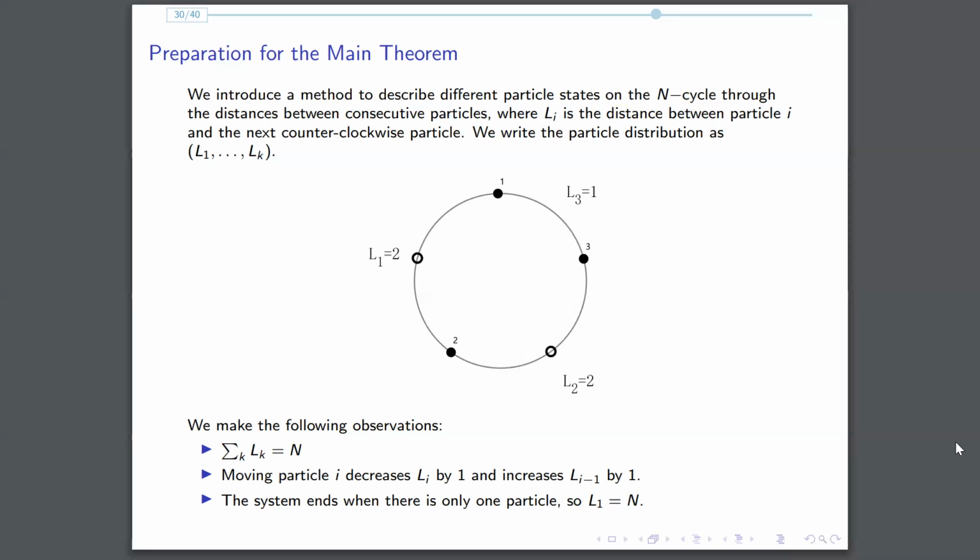The second observation is when we move particle i. Let's look at the cycle. If we move particle 2 one step to the right, we will see that the distance between particle 2 and particle 3, which is L_2, decreased by 1. At the same time, we will see the distance between particle 1 and particle 2, which is L_1, increased by 1. We can generalize this by saying moving particle i decreases L_i by 1 and increases L_(i minus 1) by 1. And we would like to make the third observation. The system ends when there's only one particle, so L_1 equals n. When there's only one particle, L_1 is the entire cycle, and then the system ends.